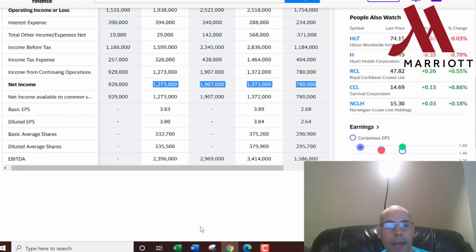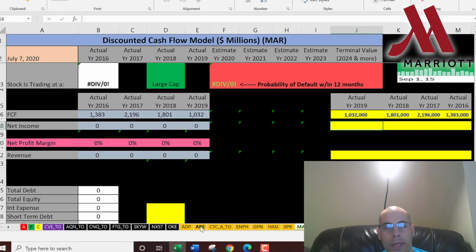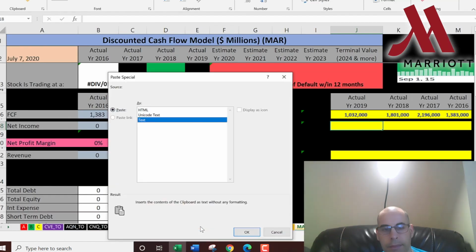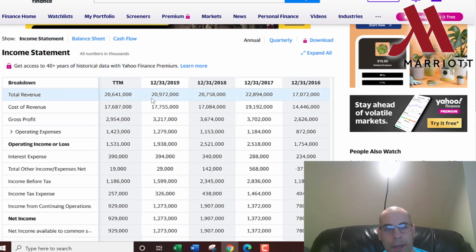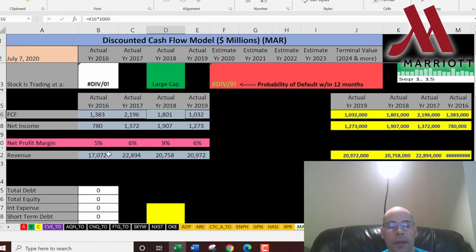Now I'm pulling the net income, which is the profit or loss on the income statement. And then I'm going to pull the revenue, which is also on the income statement, and those are the sales. These are the numbers I input. They all look fairly consistent and positive, so I should get a good value for the company.